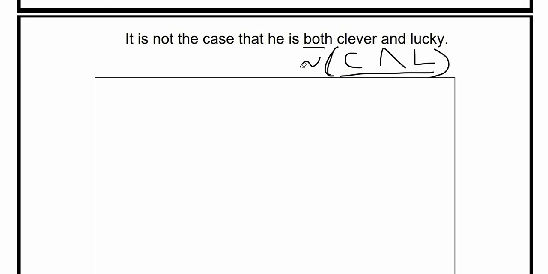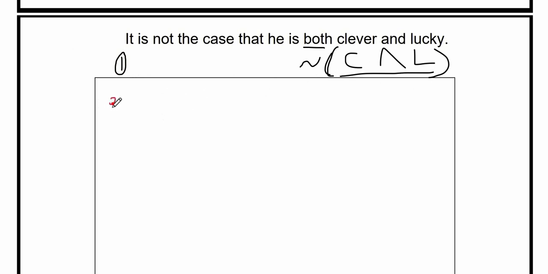So we have to put negation here. He is not clever and lucky. That is, he is both not clever and lucky. As I mentioned, we can also use this symbol for negation or this symbol also. But in our books, it is given as this symbol, so I do not want to take a risk by putting the other symbol and will continue with this one. So our symbolizing of the compound proposition is complete.